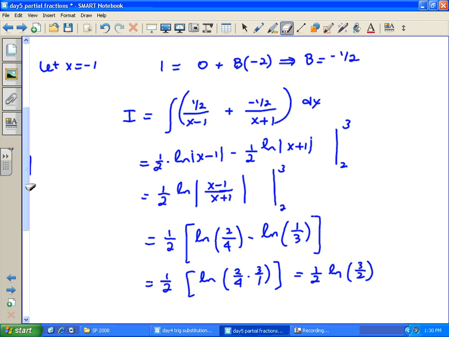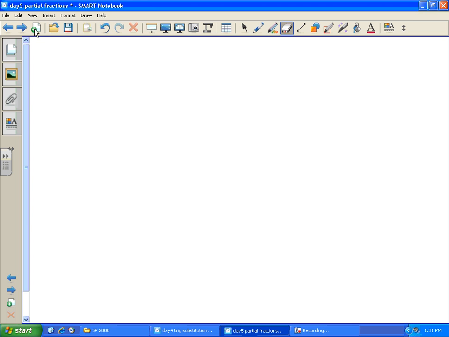So the first two examples were examples on distinct linear factors. Now we're going to do an example on a repeated linear factor, and we're going to integrate 3x divided by x squared minus 6x plus 9.